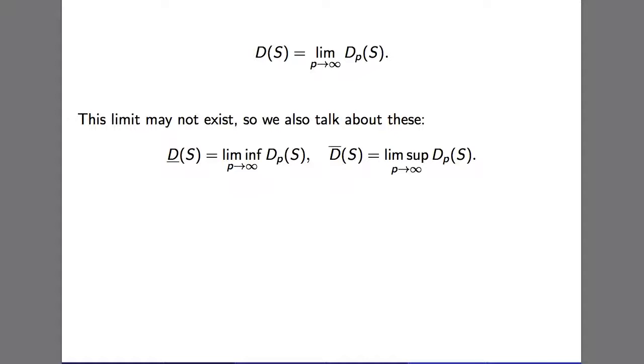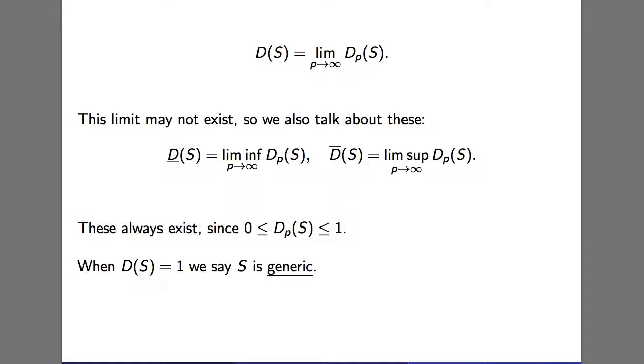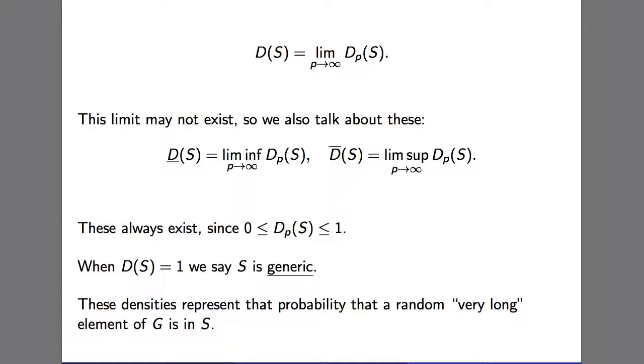difficulty sometimes. So in those cases, if I just don't want to worry about if the limit exists or not, we can also define these two densities. This is called the lower density and the upper density. And these ones always exist because these dp's are ratios. They're between 0 and 1. And so those two quantities will always exist. Usually, actually, I will be discussing these two because I don't want to have to prove that the limits exist. These are easy enough to talk about. All right, when the density equals 1, we say the set is called generic.